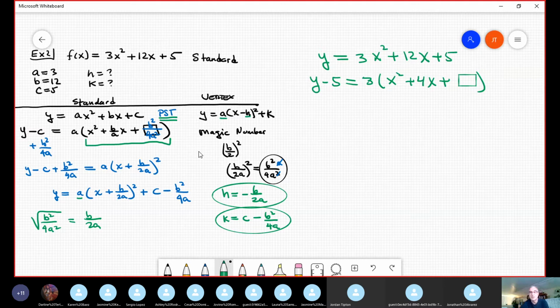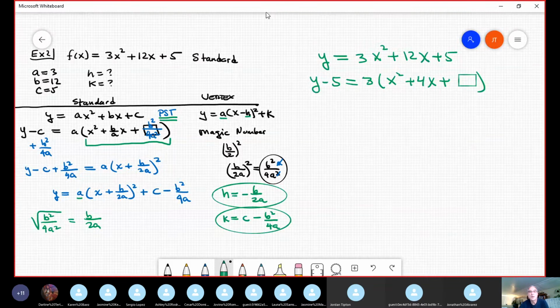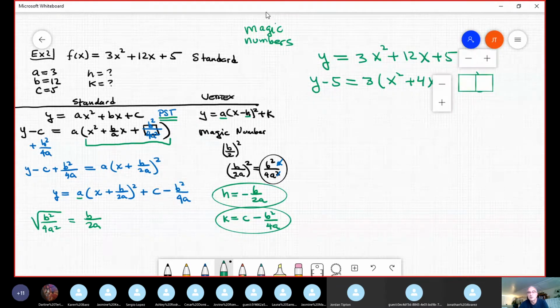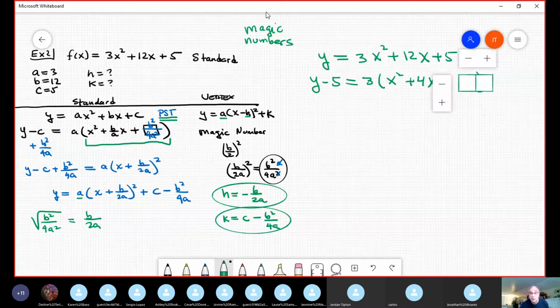So what is the magic number in this case? Please help me. The magic number in this case. 4. It's obvious, 4. Where does that 4 come from? It's 4 divided by 2, squared. Divided by 2, exactly. 4 divided by 2 is 2, and 2 squared is 4.